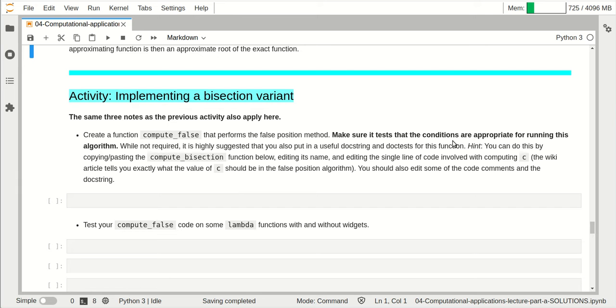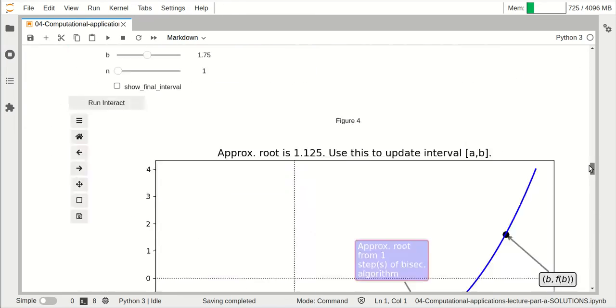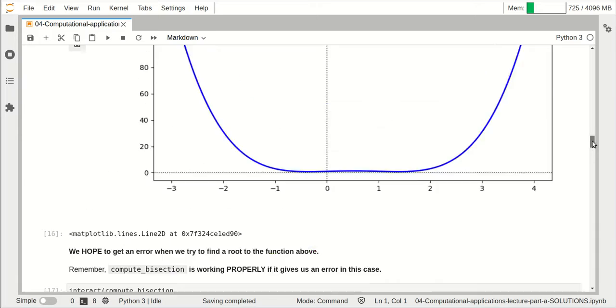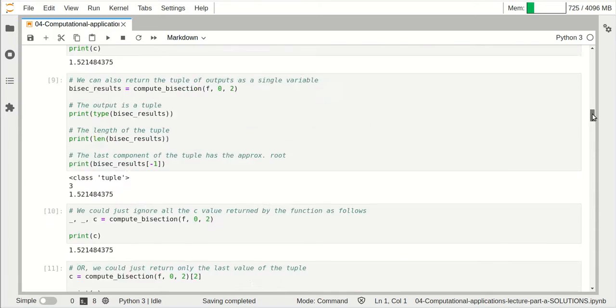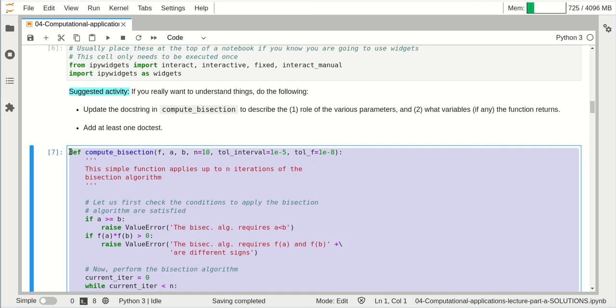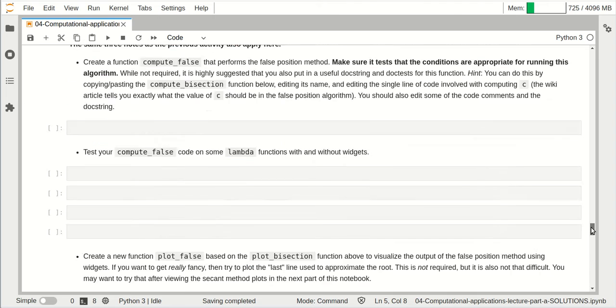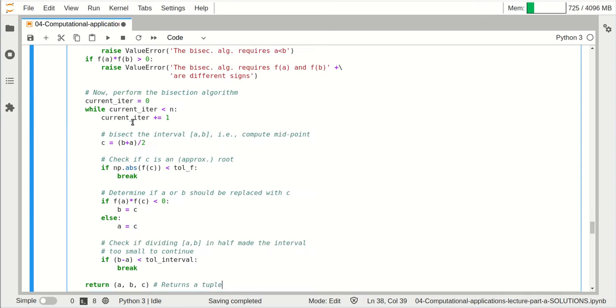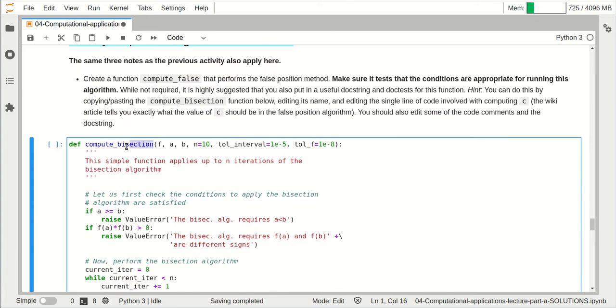Now, I say you can do this by copying and pasting compute bisection below, editing its name, and editing the single line of code, and then editing some other stuff. So let's go ahead and grab the compute bisection function, which is near the top of this lecture notebook. So it's right here. We'll grab this, copy the code contents, and then put them here. Now, this is supposed to be compute false at this point.